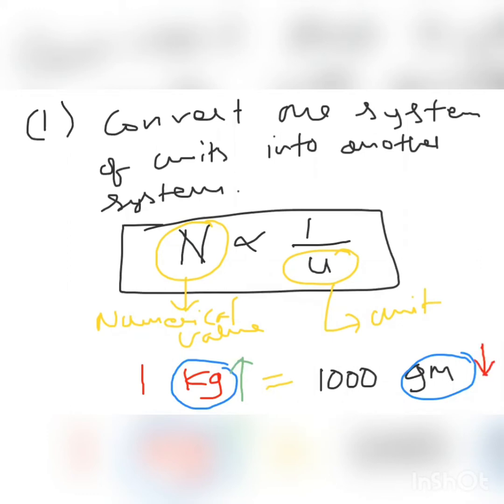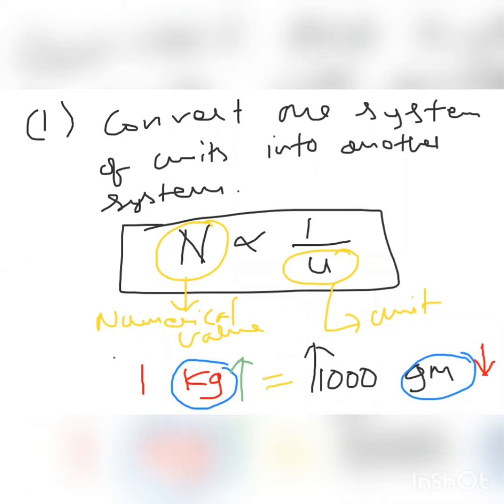Kg is a big unit, so the numerical value beside kg is very less compared to the numerical value beside the gram unit. Gram is a small unit, which means the numerical value beside it is large. And if you observe about 1 kg, this is a very large unit, so the numerical value beside a large unit is small.